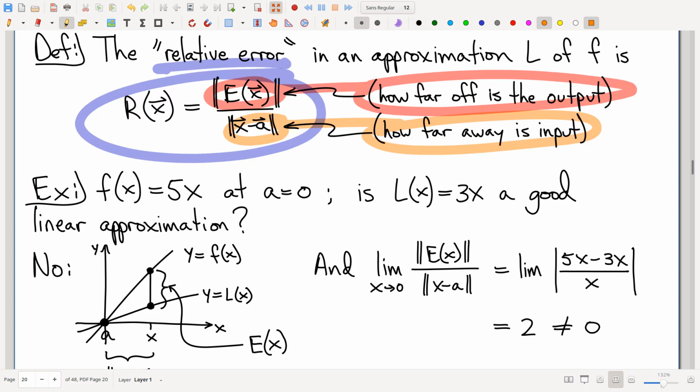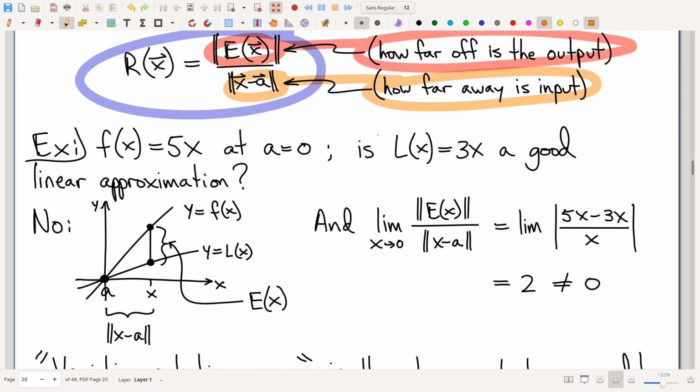All right, now with this in mind, let's think about our same example from the previous page. We had this function graphed like so. This candidate linear approximation drawn like so. Our errors are indeed approaching zero.